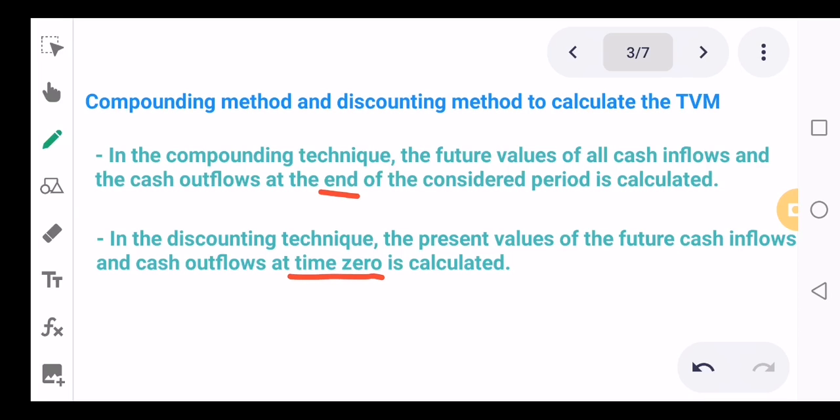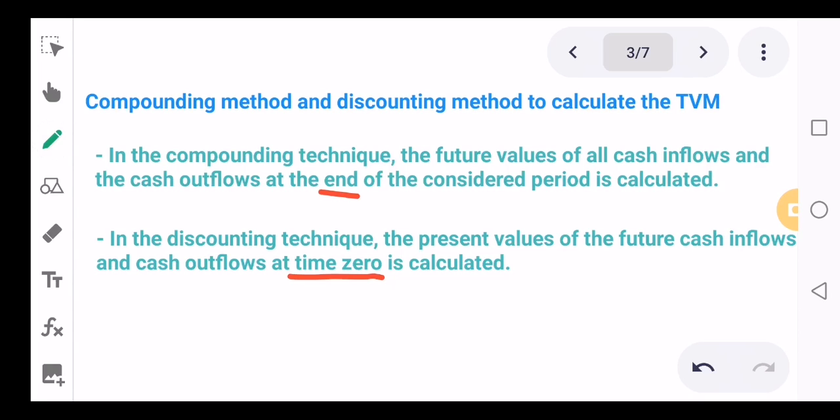Time zero means the base year, or the year in which you have given the money. At the first year, at the beginning year, the start. That is called time zero. So in the discounting technique, your calculations are at time zero, and in the compounding technique, your calculations are at the end of the considered period, and this is the main difference between these two.